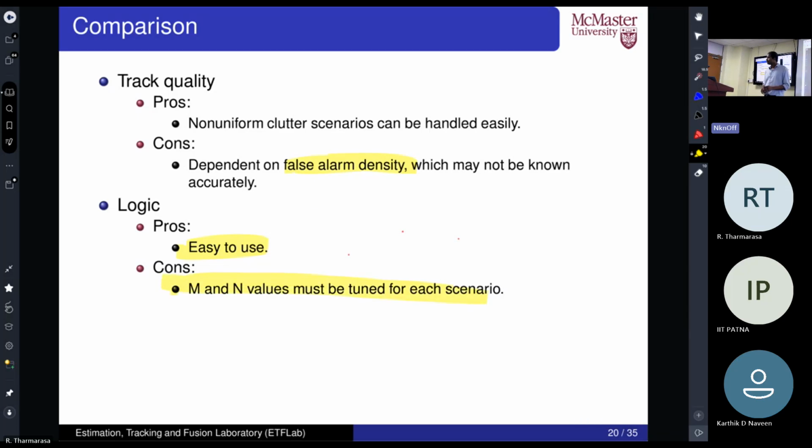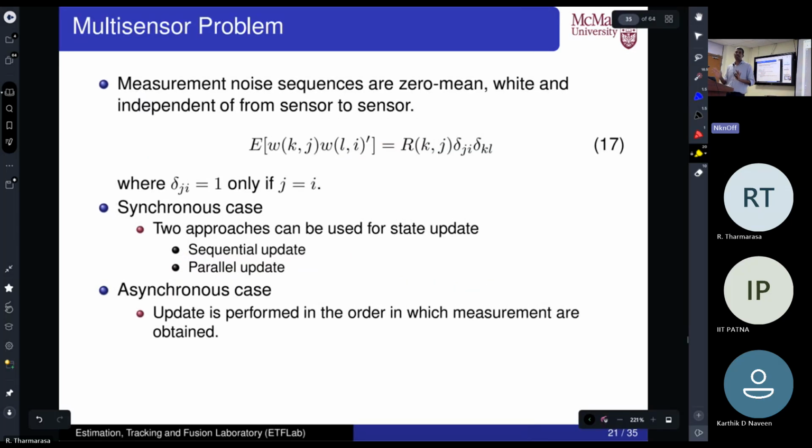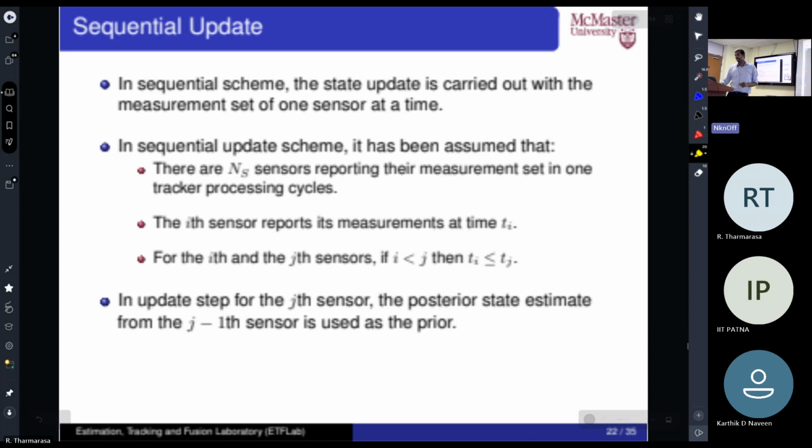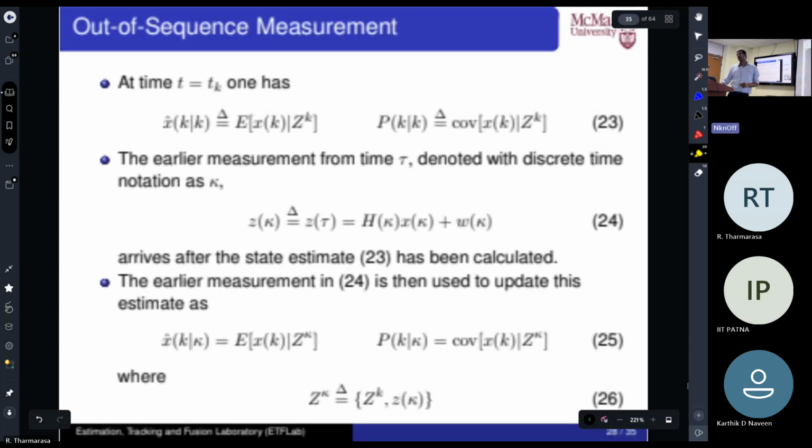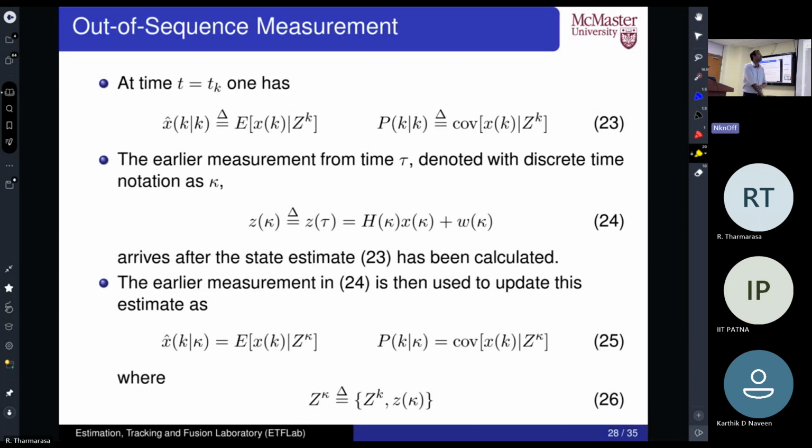Okay, it's already 1 o'clock, so I will stop. The slides I have, maybe I will talk about them tomorrow at the start of the class, or in the tutorial time if we get time. This is the multi-sensor case, how to use multiple sensors. I will simply talk about how to use multiple sensors. The other one is about out-of-sequence measurement. Mainly I will explain what out-of-sequence measurement is and what to do with that.